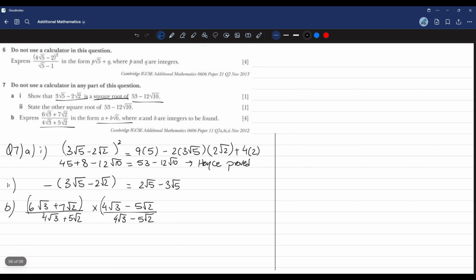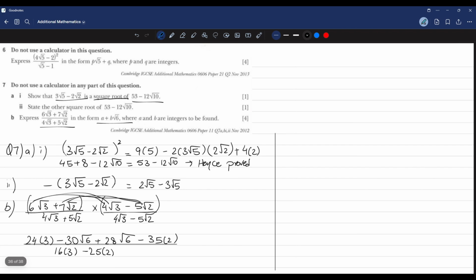Now again, use the FOIL method here. First value multiplied by first value is 24 under root, in fact, 24 multiplied by 3. Outer value multiplied by the outer value, 6 times 5, is 30, so we have got 30 under root 6. Inner value multiplied by inner value is 28 under root 6. Last value multiplied by last value, 7 times 5, is 35, so negative 35 multiplied by 2. Divided by, (a plus b) multiplied by (a minus b) is obviously going to equal what? a squared minus b squared. So 4 squared is 16 multiplied by 3, minus 5 squared is 25 multiplied by 2.